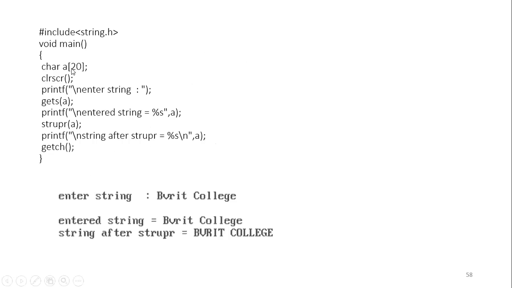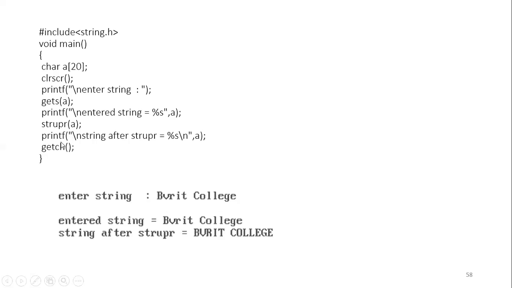In the example program, A is an array of 20 characters. Here I am entering the string using the gets function. I have entered "bvrit college" including the space. I am displaying the entered string. The entered string is bvrit college. Now I am using the function strupr of A. So the string contains uppercase letters as well as lowercase letters. The strupr function will convert all the lowercase letters into uppercase letters.